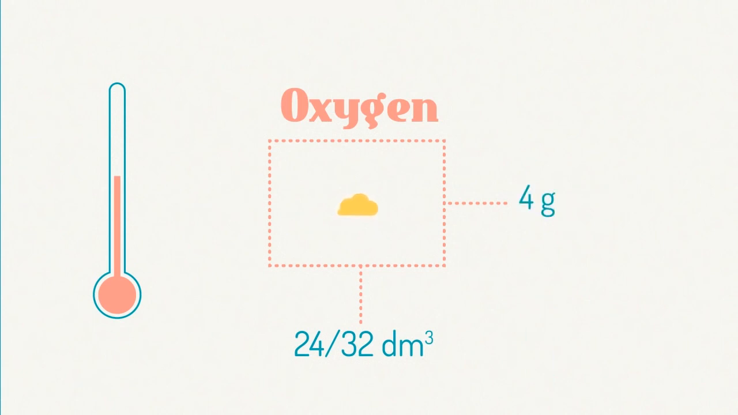And so, 4 grams of oxygen gas at room temperature occupies a volume of 4 times 24 over 32 decimeters cubed, or 3 decimeters cubed. Did you get it right? Well done.